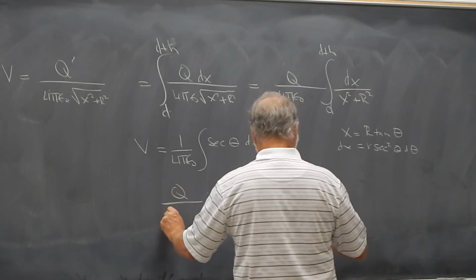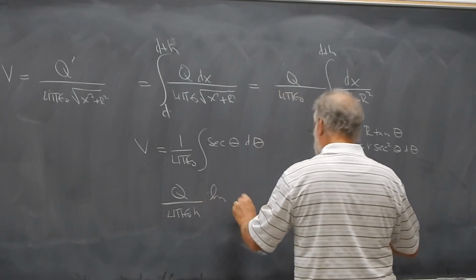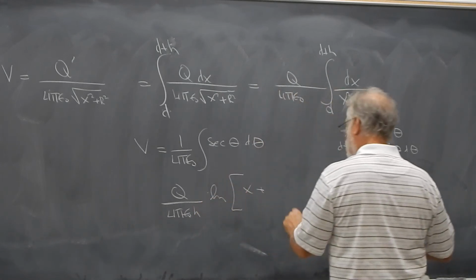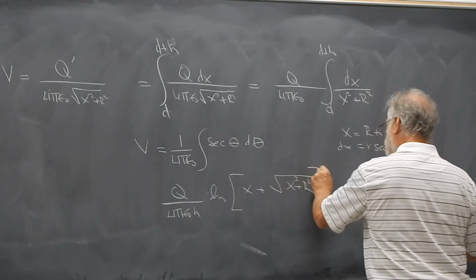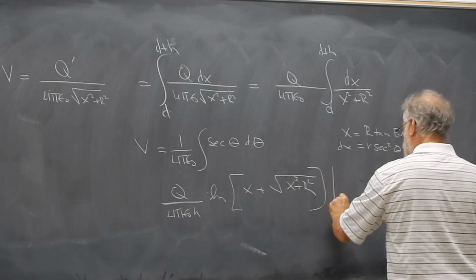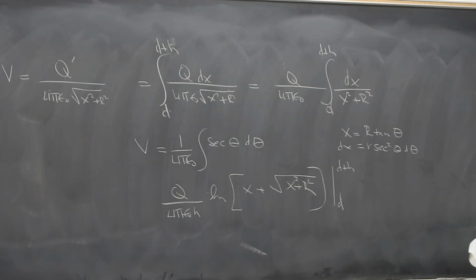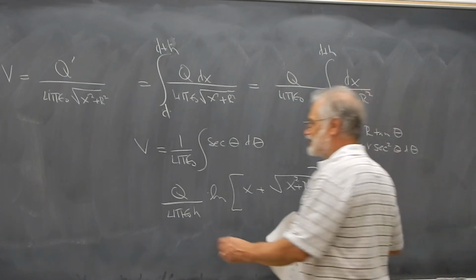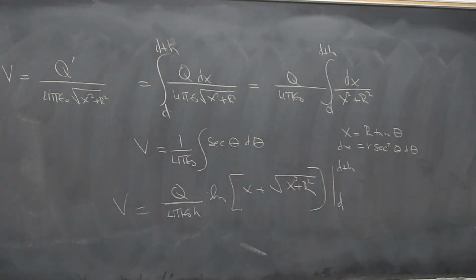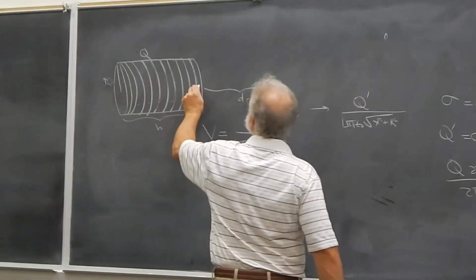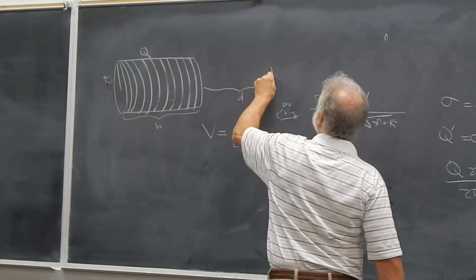I get Q over 4 pi epsilon naught h times the log of x plus square root x squared plus r squared, evaluated between d and d plus h. So this is going to be my potential at an axial point from a series of rings to make a complete cylinder. So that's V at this point P.